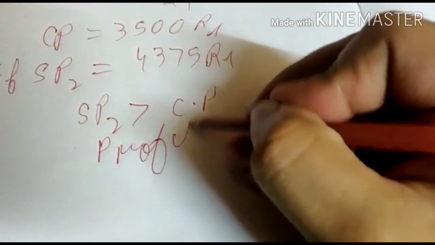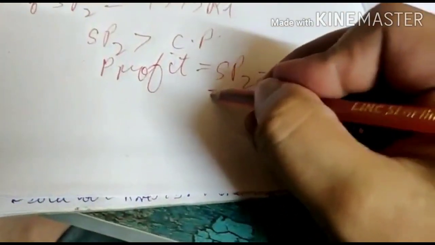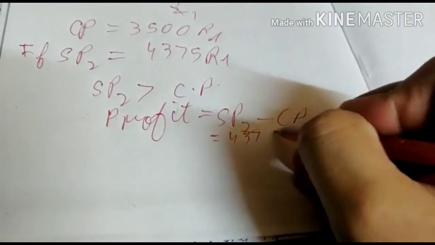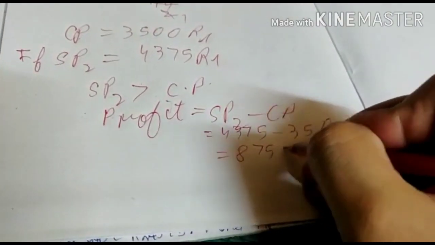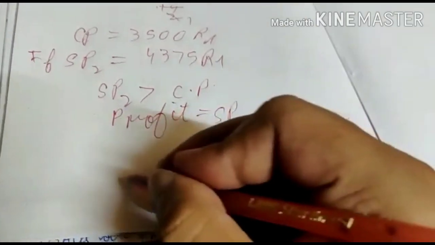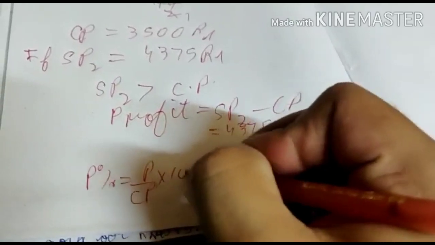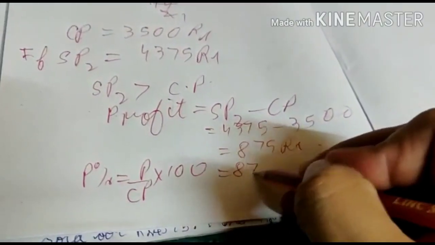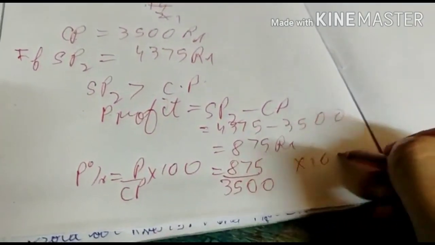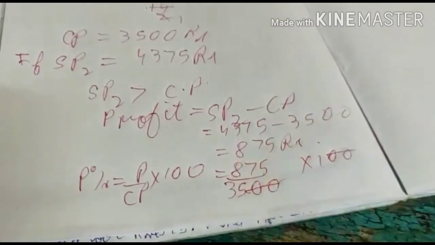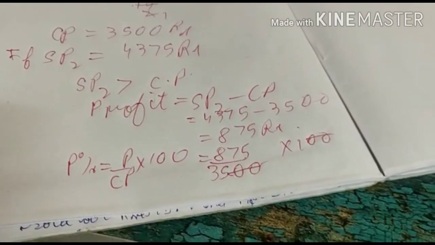So profit will be equal to SP2 minus CP. It will be 4375 minus 3500. It is 875 rupees. So now we have to find profit percent, that is equal to profit upon CP into 100. Here our profit is 875, CP is 3500, into 100. This 100, this 0 is cancelled. We will get 875 upon 35.